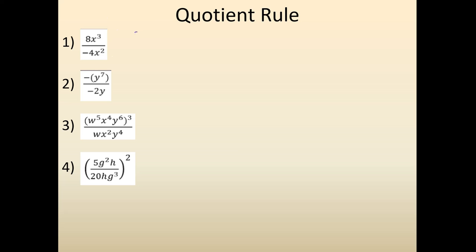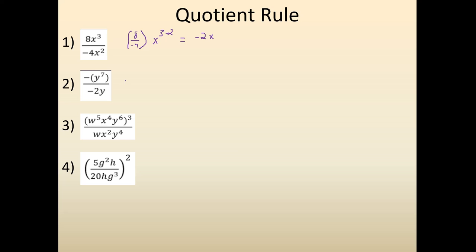Alright, so again, we're splitting this in half. 8 divided by negative 4, and this ends up being x to the 3 minus 2. So 8 divided by negative 4 is going to give me negative 2. 3 minus 2 gives me 1. So my answer is negative 2x.